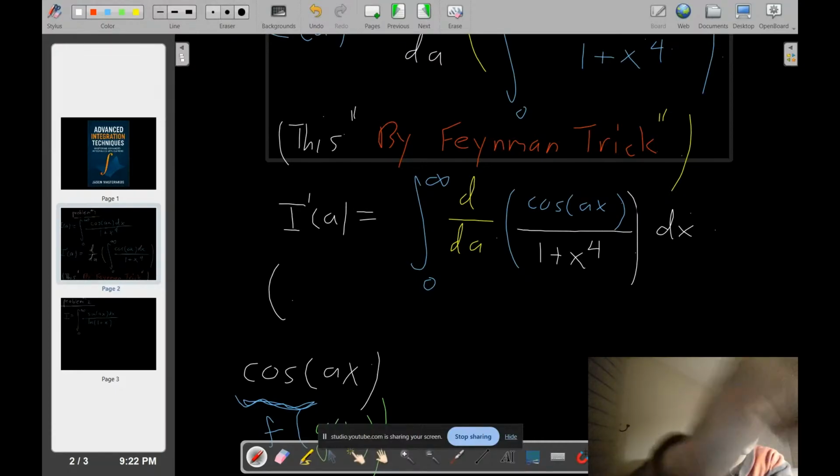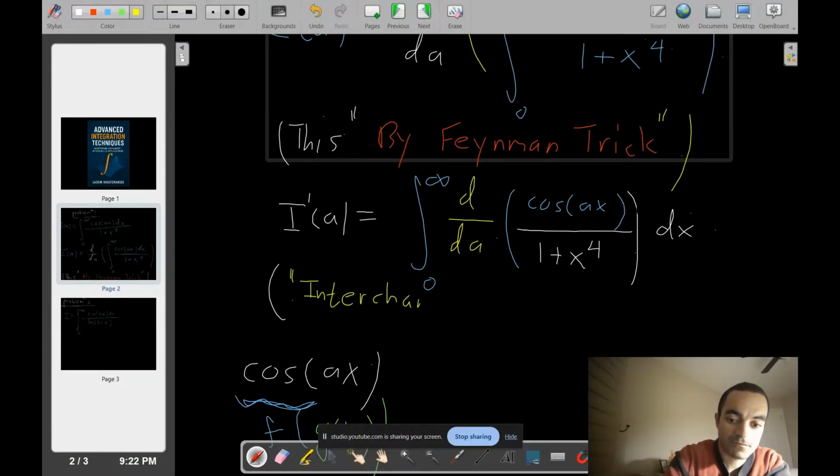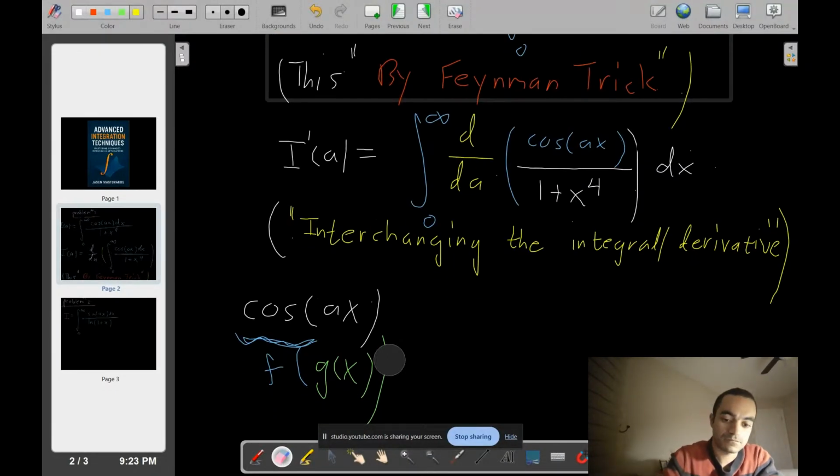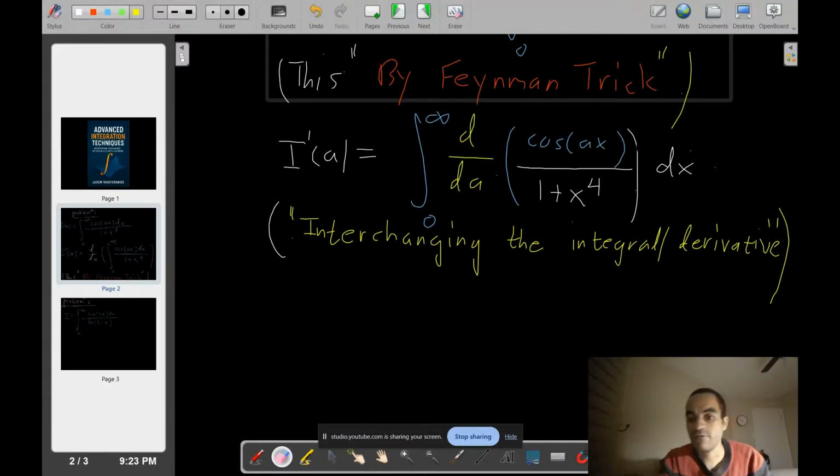So back to the integral. Over here, I can move the derivative under the integral sign. So I'm just saying here, moving this is by interchanging the integral with the derivative. Okay, so that's what I'm doing right now. All right, so that's the first thing. So right now we have this.